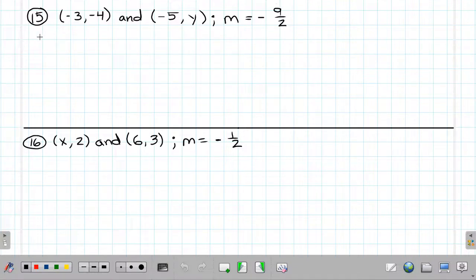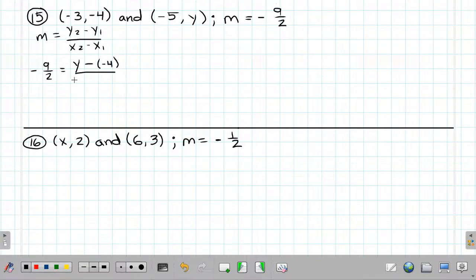Number 15, same exact thing. m is equal to y2 minus y1 over x2 minus x1. We know m is -9 halves. That's equal to y minus -4 over -5 minus -3. So same thing we did with number 13, or the very first example where the slope was -4/5. I can move this negative, so I'm going to move it to the top. So I'm going to make it negative 9 over 2. y minus negative 4, that's y plus 4, over negative 5 minus negative 3, that's going to be negative 2.